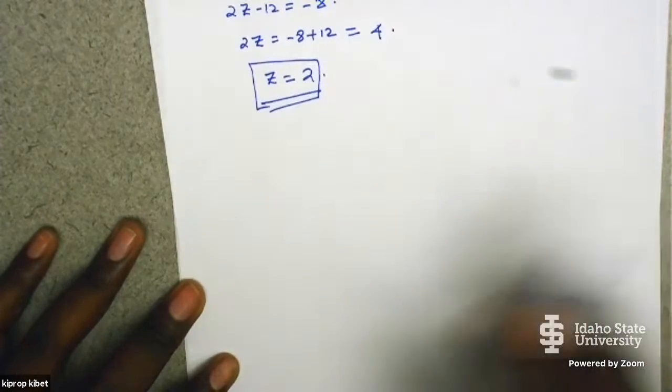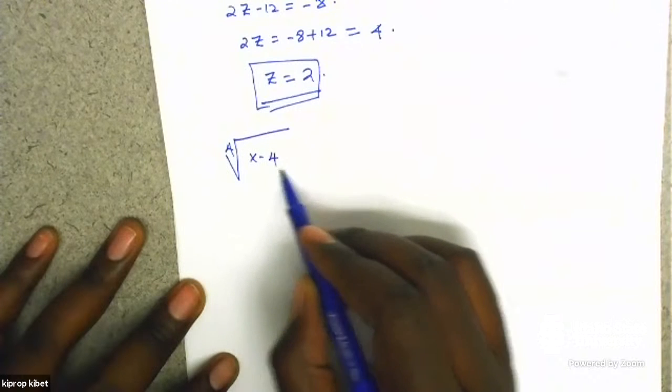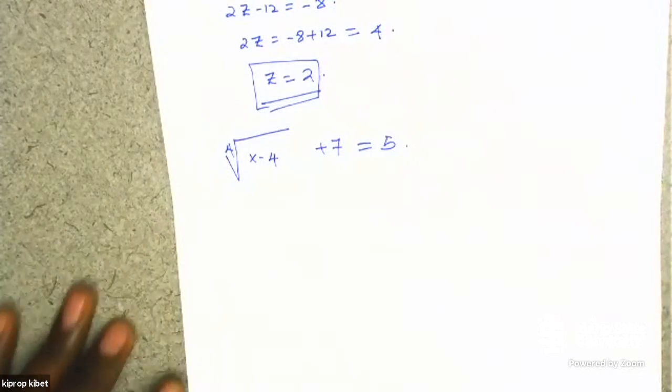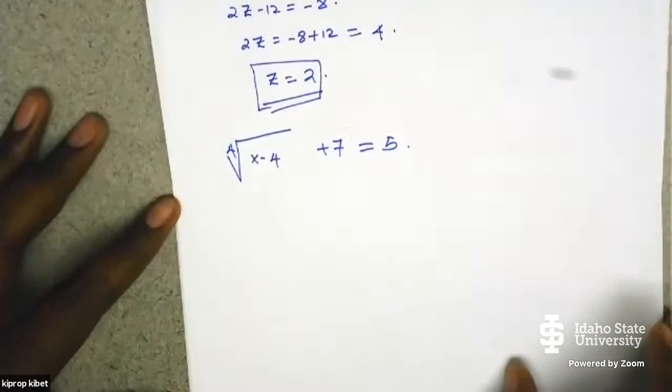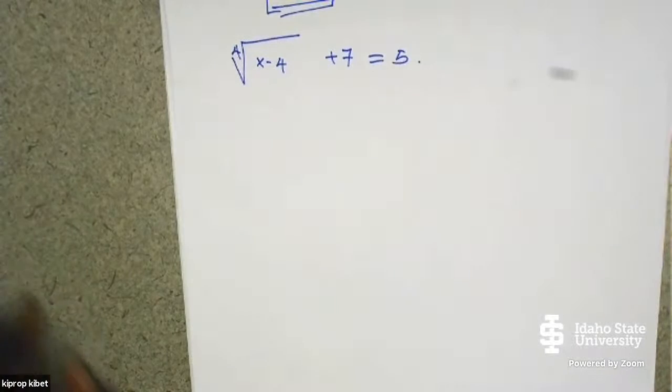Now if we have the fourth root of x minus 4 plus 7 equals, let's say, 5. That's x minus 4 raised to 1 over 4, plus 7 equals 5. Before you solve the radical, you need to make sure the radical is on one side and the other terms are on the other side. What do you do? You take this 7 to the other side.